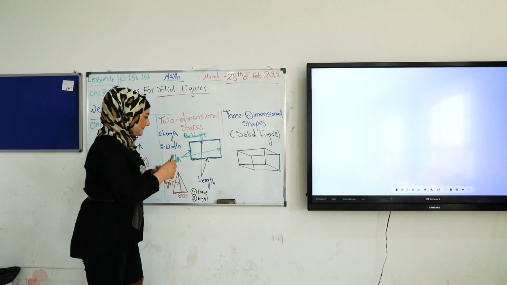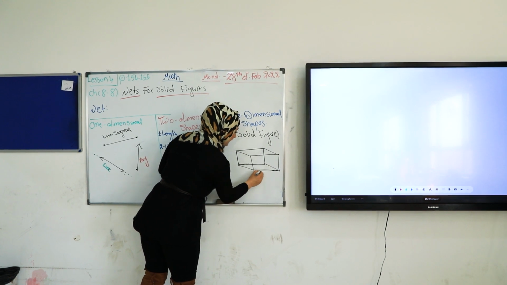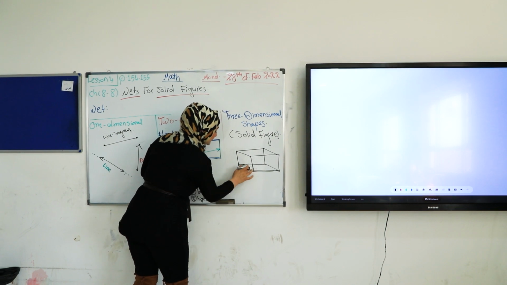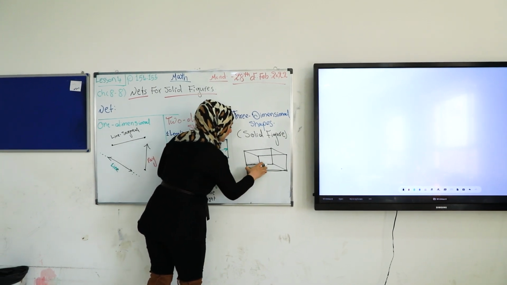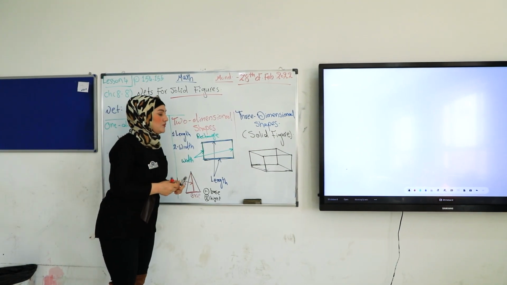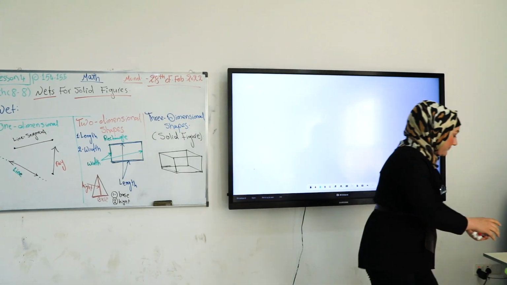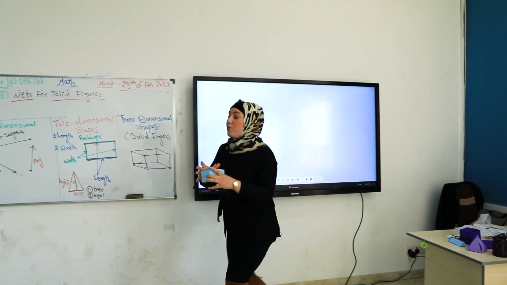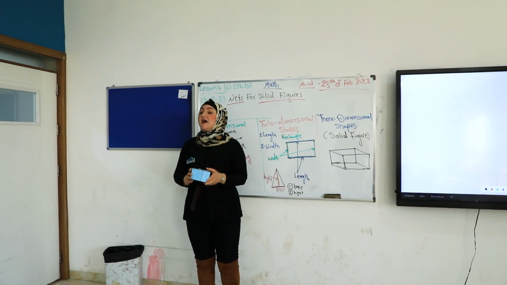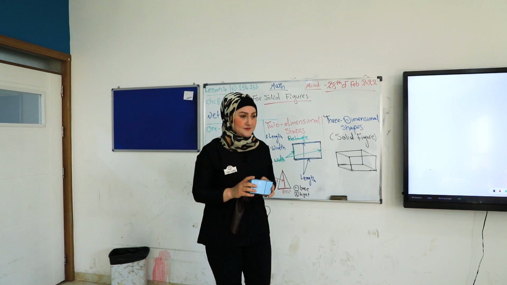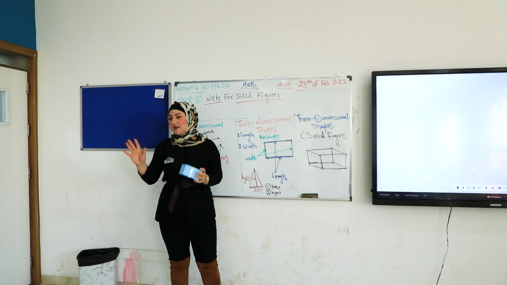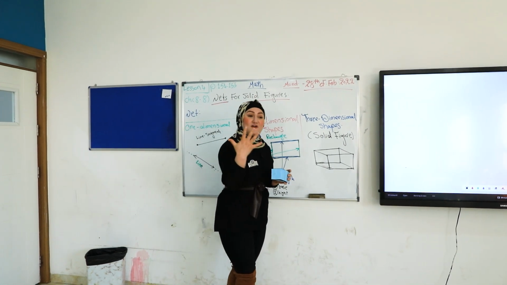Somebody tell me. It has 3 dimensions. Okay. Guys, I'm going to show you the dimension. For example, one of the solid figures here, we call it a rectangular prism. What do we call it? Rectangular prism. This is one of the solid figures. Today we will be talking about 5 of them.